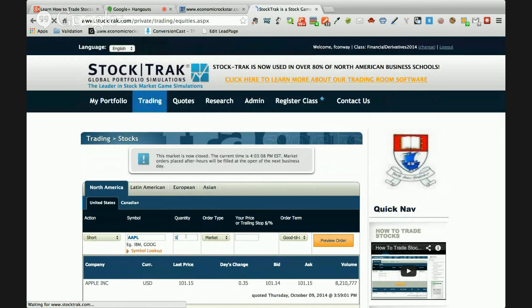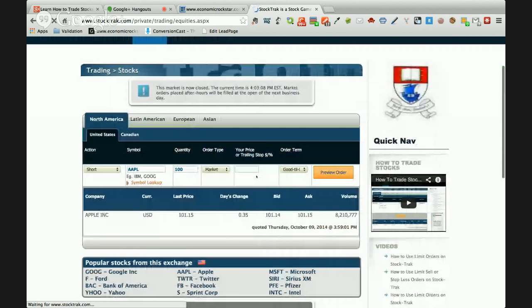Again, I'll choose 100 shares of Apple. When the market's still open, I'll take a market type order, which is the price available at this moment. We see that Apple is trading just over $100. It seems to have been trading sideways for quite a while over the last 3 or 4 weeks, and it might be hitting some resistance level at approximately 102 or 103. So I might feel this is an opportune time to short this particular stock. Preview the order, see everything is good to go.